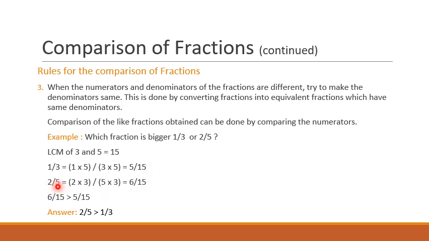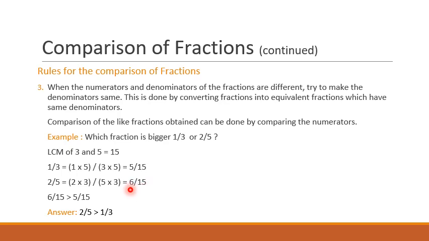Similarly, we will make the denominator of the fraction 2 by 5 equal to 15. To make it 15, we have to multiply it by 3. So multiply this fraction by 3: 2 into 3 upon 5 into 3. Always keep in mind that you have to multiply both the numerator and denominator by the same number. Here I am multiplying by 3. So I'll get the equivalent fraction as 6 by 15.